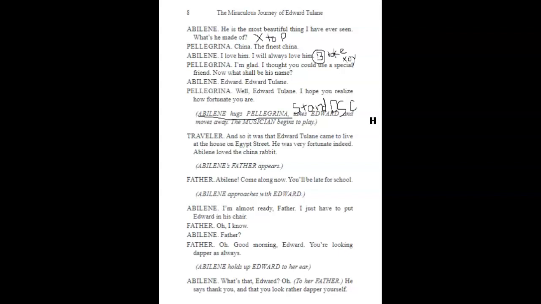Stand downstage left of chair, something like that. So as we go through, we do our crosses by doing an X, cross to, and then wherever we're crossing to. Any sort of business, we put a B and circle it and then say what we're doing. Are we hugging someone? Are we playing with a toy?